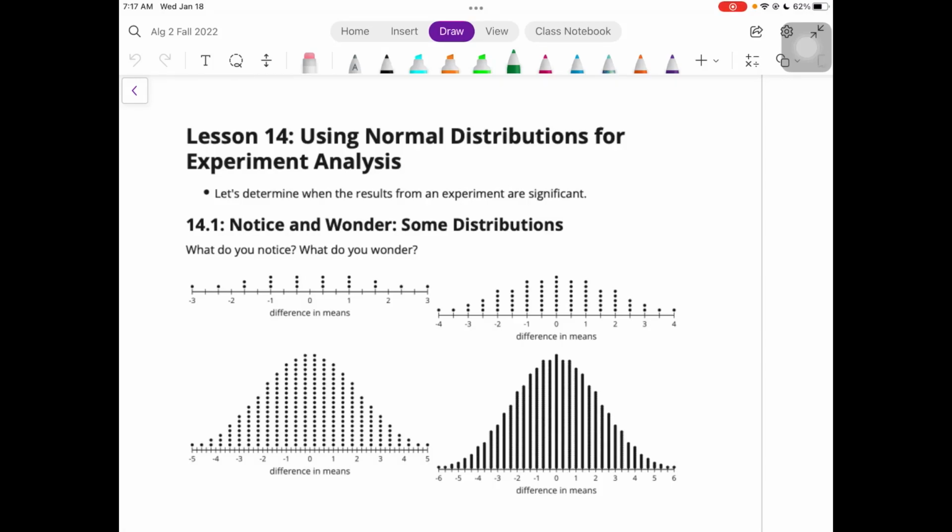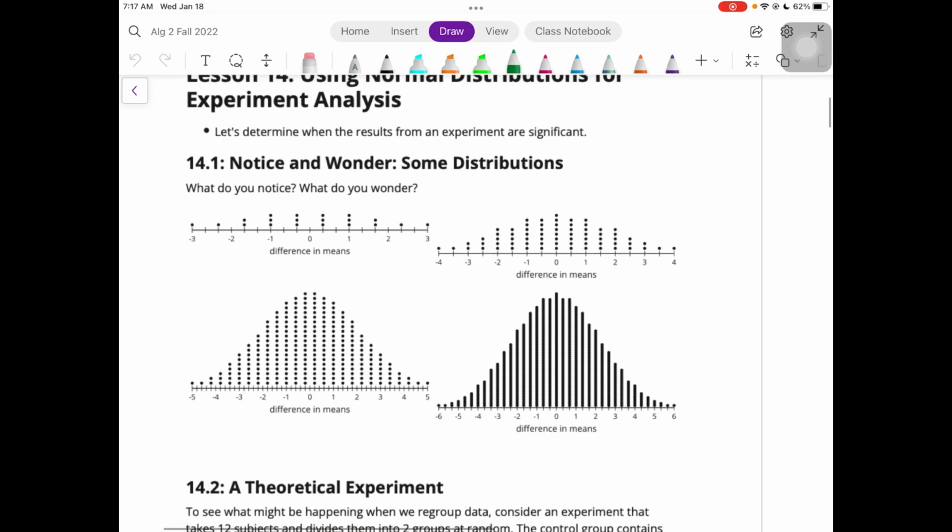Okay, let's take a look at Unit 7, Lesson 14, using normal distributions for experiment analysis. So we're going to determine when the results from an experiment are significant. So in 14.1, notice and wonder some distributions. What do you notice? What do you wonder?